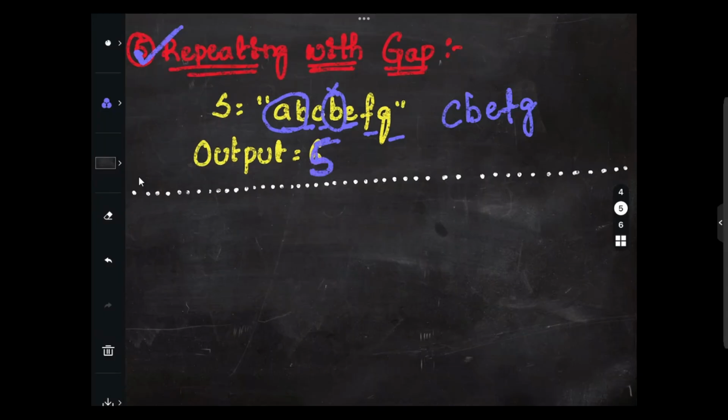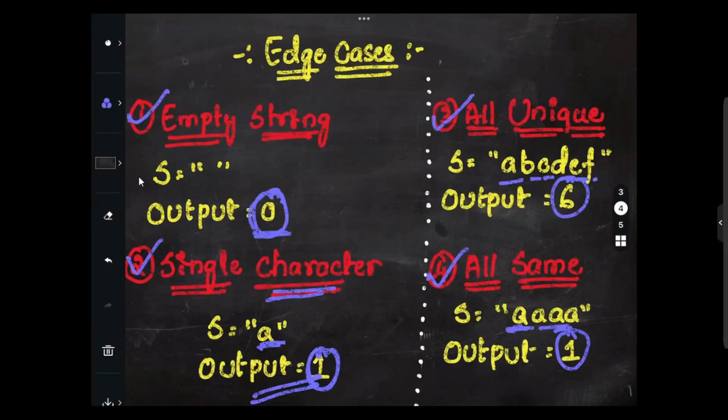Sorry, not 6 here. This is of the length 5, C, B, E, F, G, right? Which is of the length 5 in this case. So I hope this is completely clear. These are the edge cases that we need to consider.